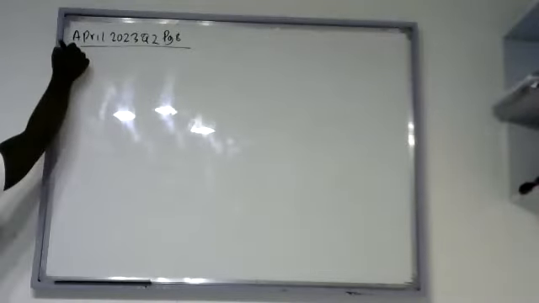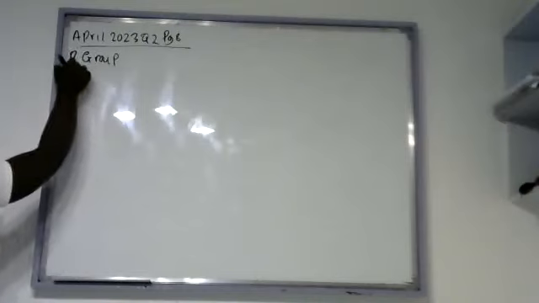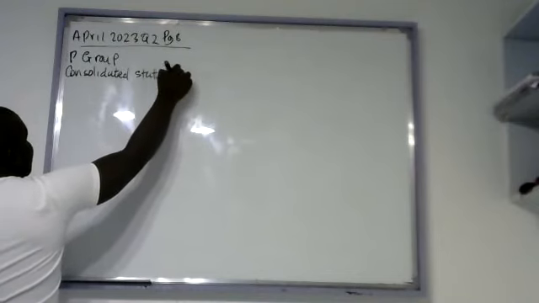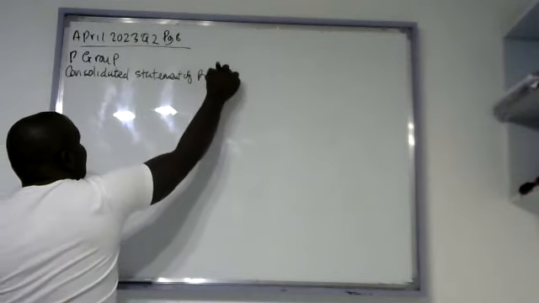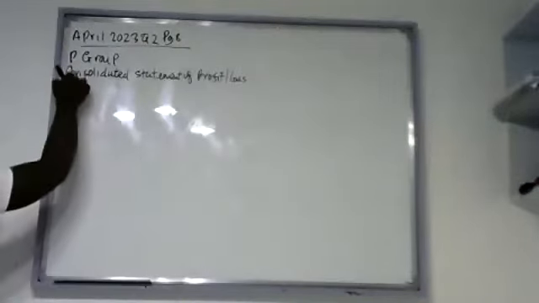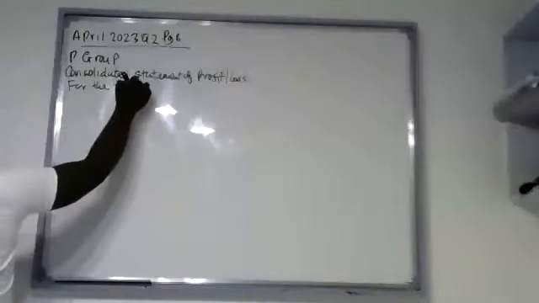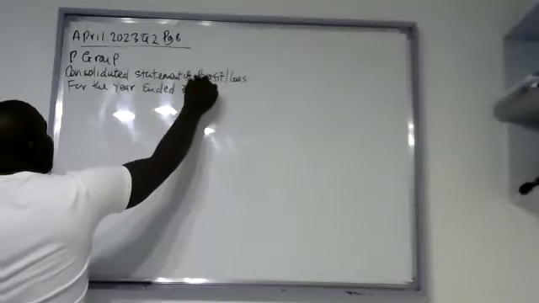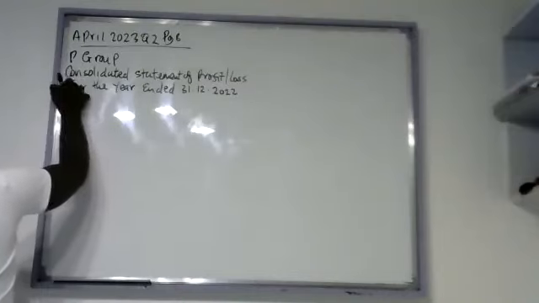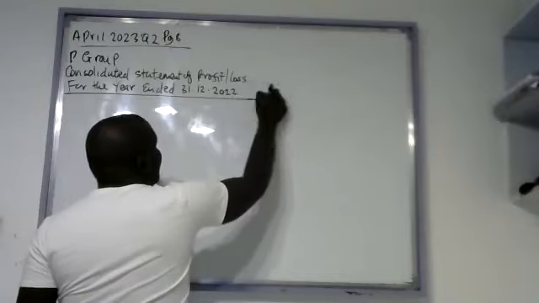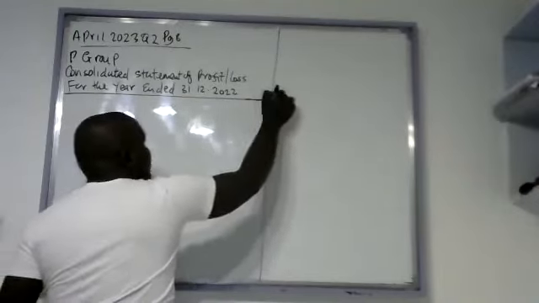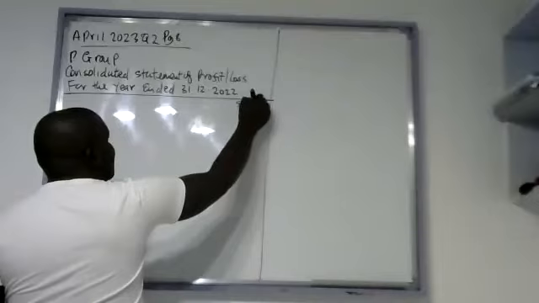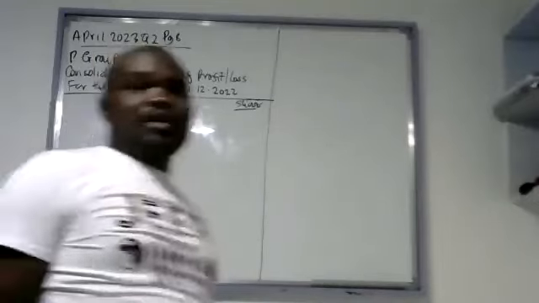P group consolidated statement of profit or loss for the year ended 31st December 2022. Shillings are in thousands.